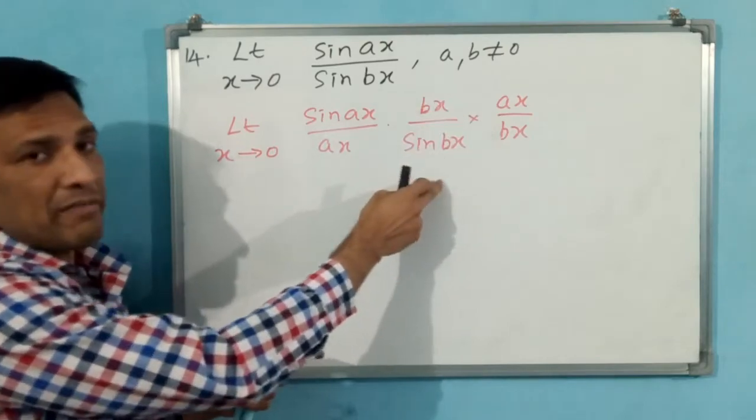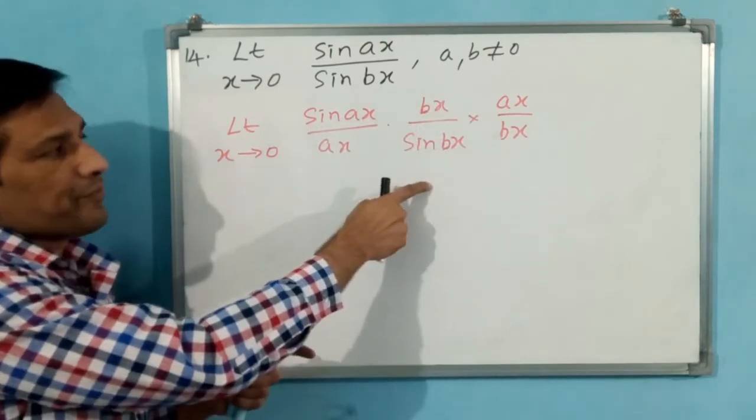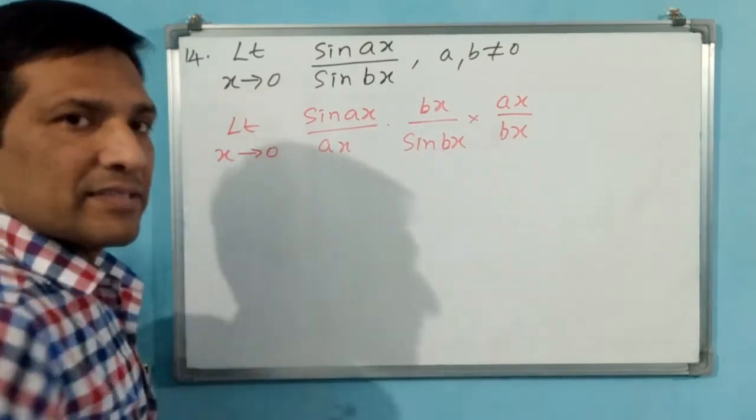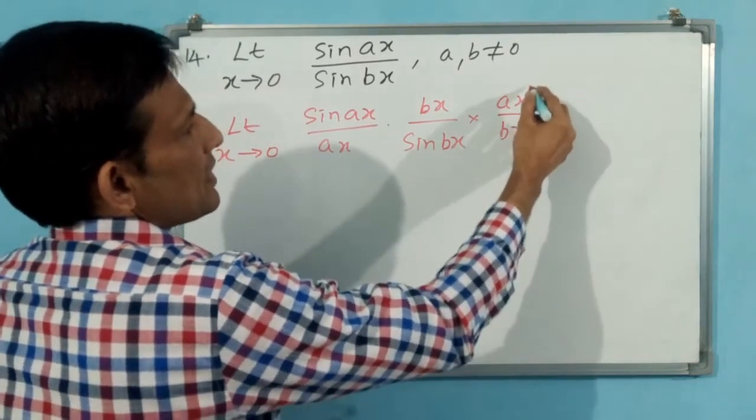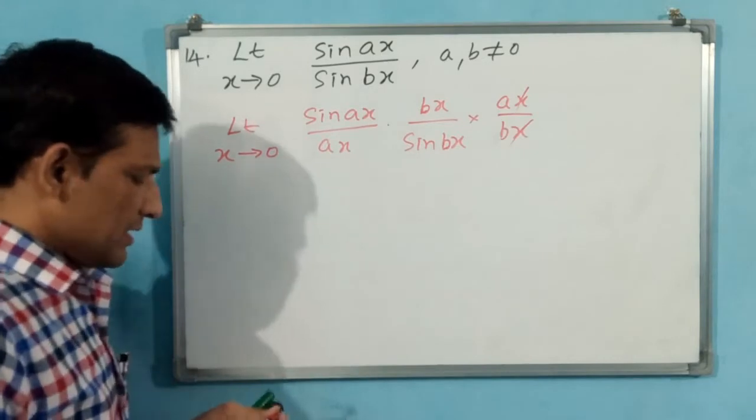I can say this is 1 by 1. Why? Because this is 1, this is 1 by 1. And this you can take as a scalar. Now you see here ax, bx, xx are going to get cancelled. A by b will be there.